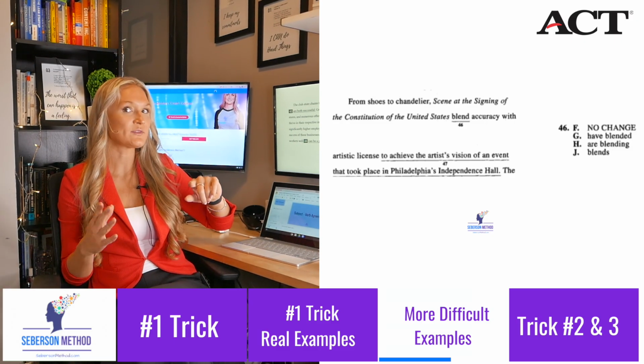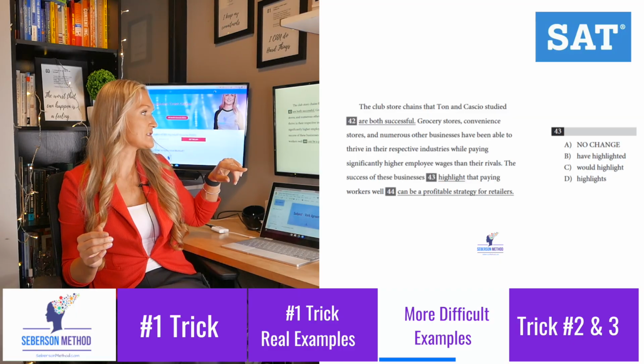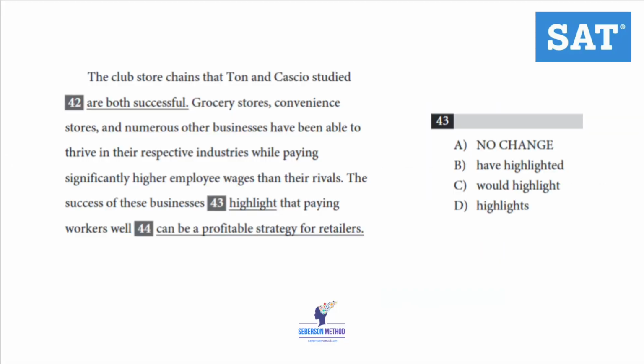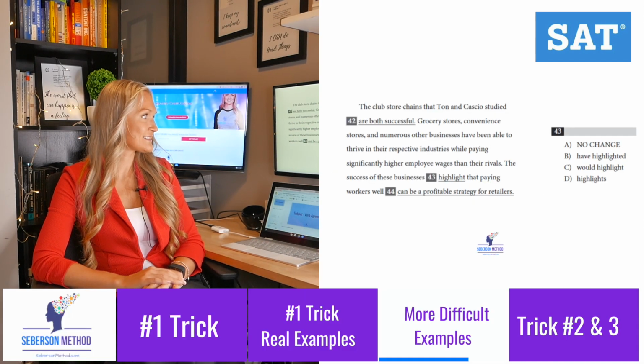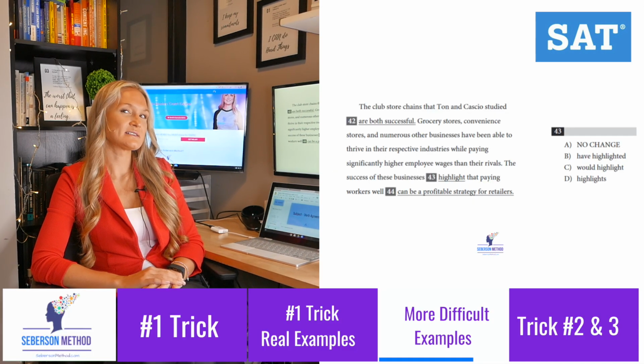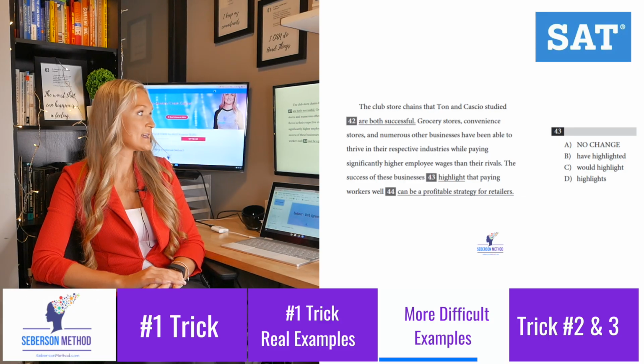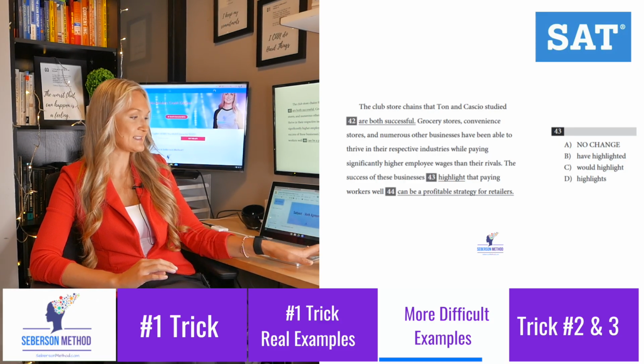And one last example from the SAT. Question number 43. So pause the video. What's the subject? Success. Success is singular. We can replace it with the pronoun it. It highlights. Answer choice is D.